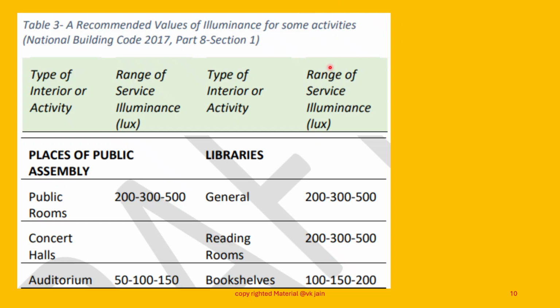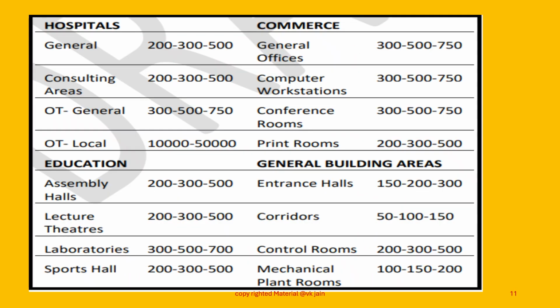Friends, the similar chart as in the previous slide, but for places of public assembly, including public room, concert hall, auditorium, libraries. Friends, the same chart, but for hospital and commerce, education and general building areas.